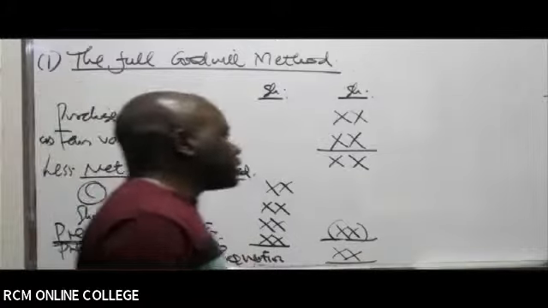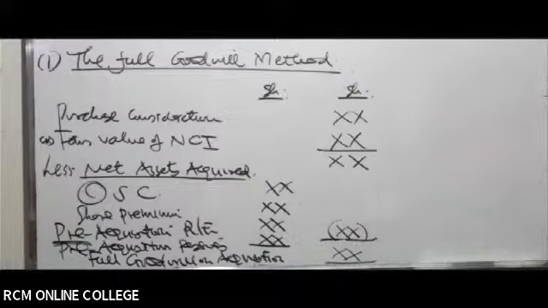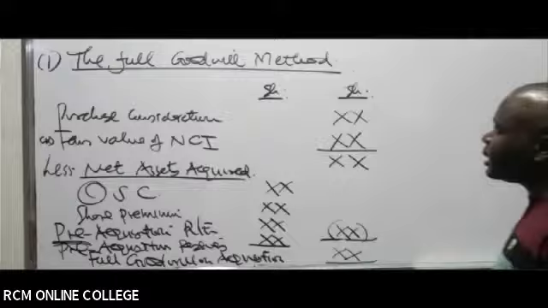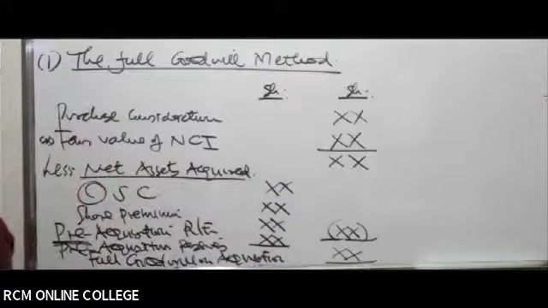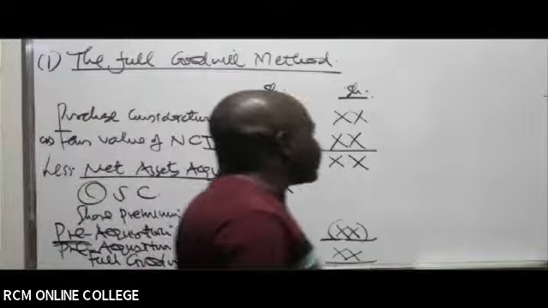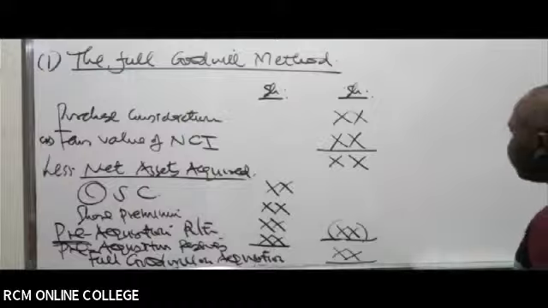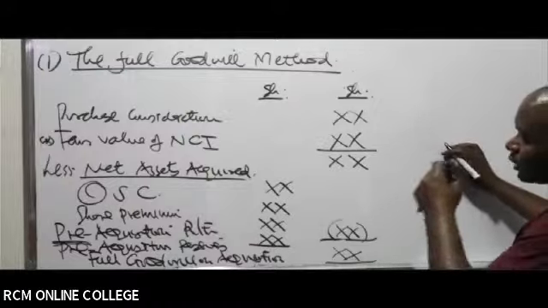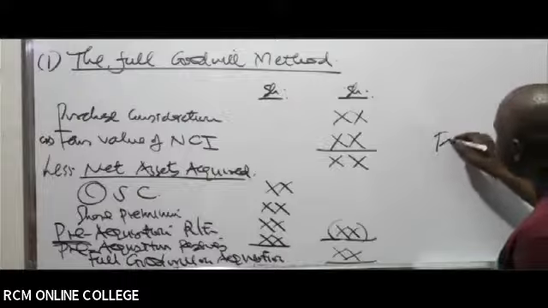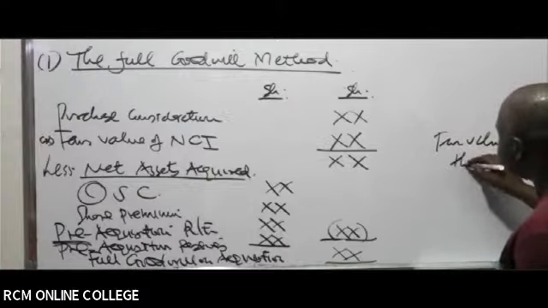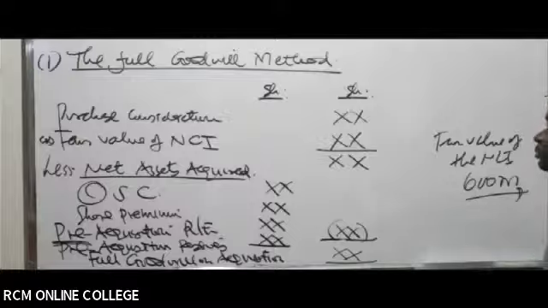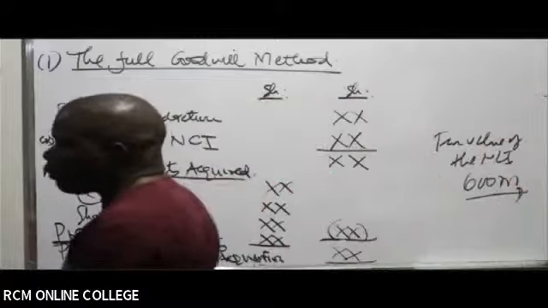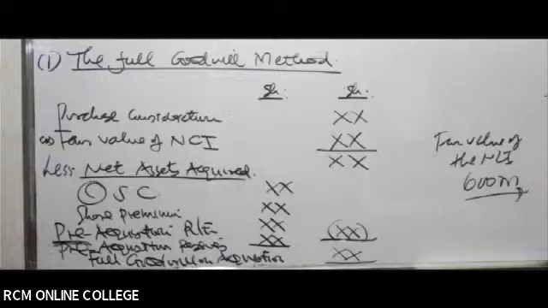There's something you have to be very keen on. In the additional information, the examiner won't actually tell you that he wants you to use the full goodwill method. You have to be smart enough to know he wants you to use it. And how will you know? Whenever the examiner tells you the fair value of the NCI, this statement will be very common in the questions. The fair value of the NCI on the date of acquisition was 600 million. That's the statement you'll see in the additional information.